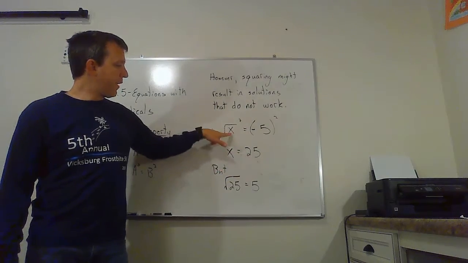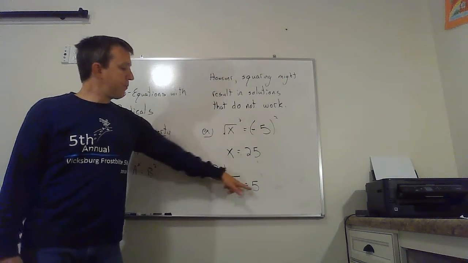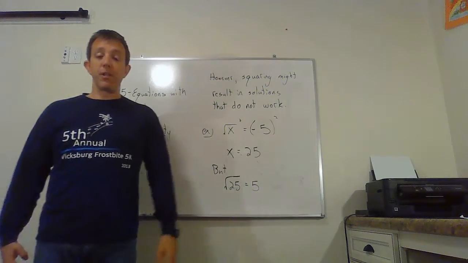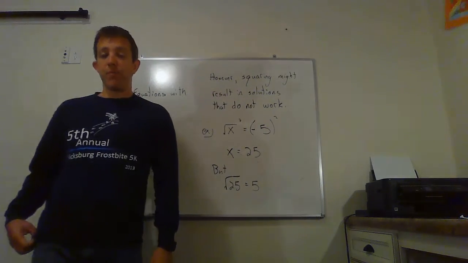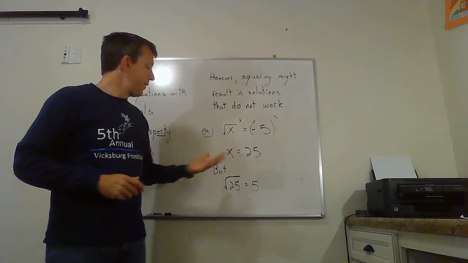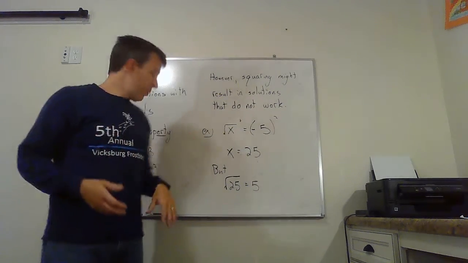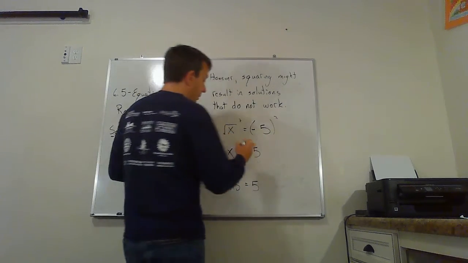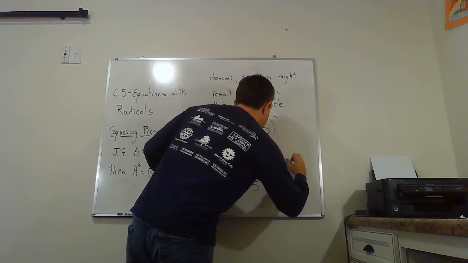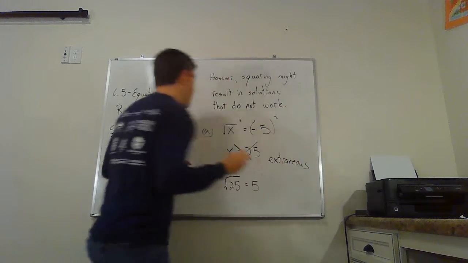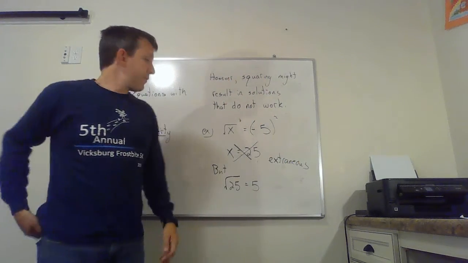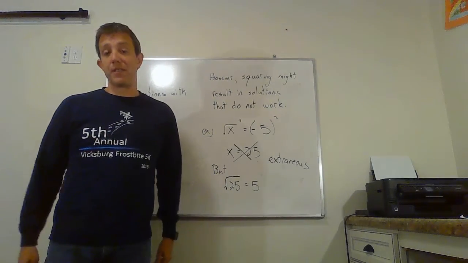Seems like a great solution. However, if we take that 25 and plug it back in, the square root of 25 is 5. It's not -5. And so this is what we're going to call an extraneous solution, and I'll write that on the board here at some point. It doesn't work. And so all we're going to do at this point is cross it out. If you want, you can write "extraneous," because it is a solution that pops in because of the squaring, and it's something that doesn't actually work.